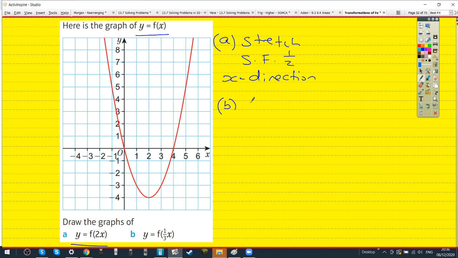Part B. It's stretched by a scale factor of 4. Definitely not. Reciprocal of 1 over 3. Oh, 3. Yeah, 3 over 1, 3. Direction. X-axis. X direction.